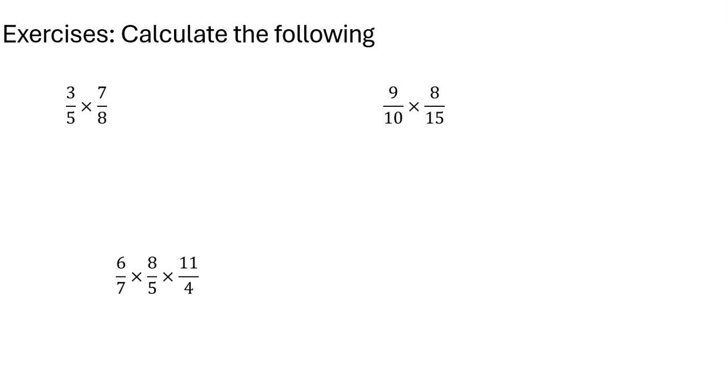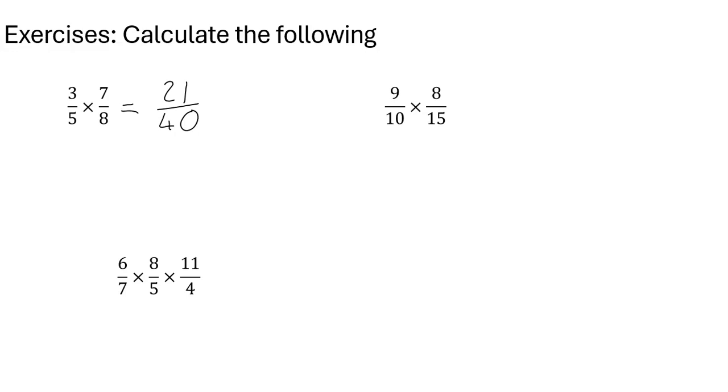So we've done these ones here. What I'm going to do is I'm going to tell you for this one here, same process, multiply numerators, multiply denominators. You get 21 over 40. The second question here, again, I could multiply the numerators and get 72, multiply denominators and get 150, and then I'd simplify that one down, and I'd end up with 12 over 25.